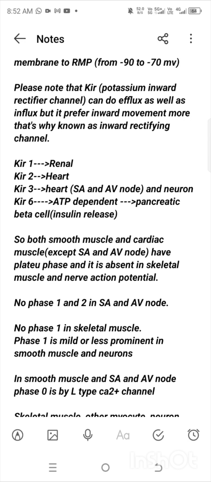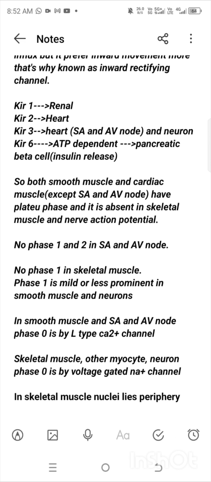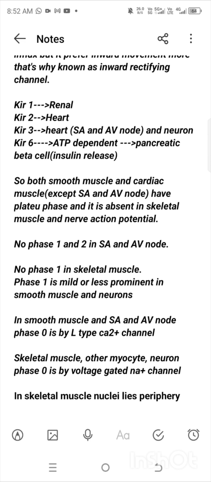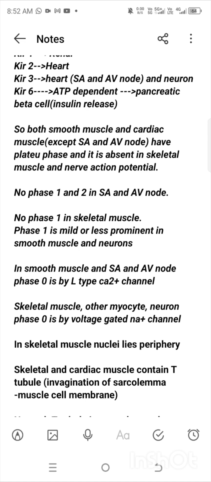In summary, smooth muscle and cardiac muscle, except the SA and AV node, have the plateau phase, while in skeletal muscle and neurons there is no plateau phase: only depolarization and full repolarization. There is no phase 1 and phase 2 in the SA and AV node, that is, no early repolarization and plateau phase.